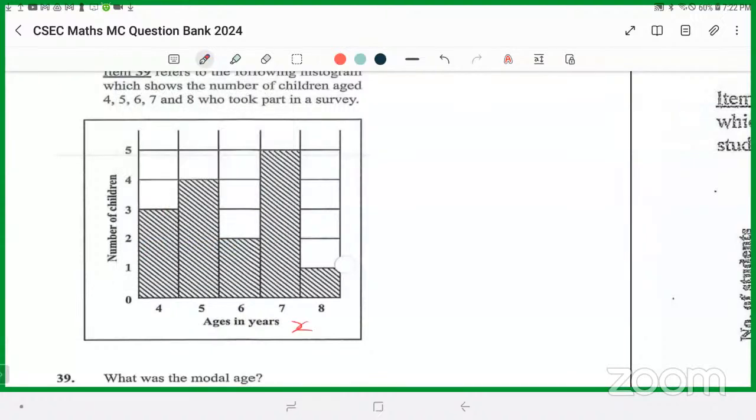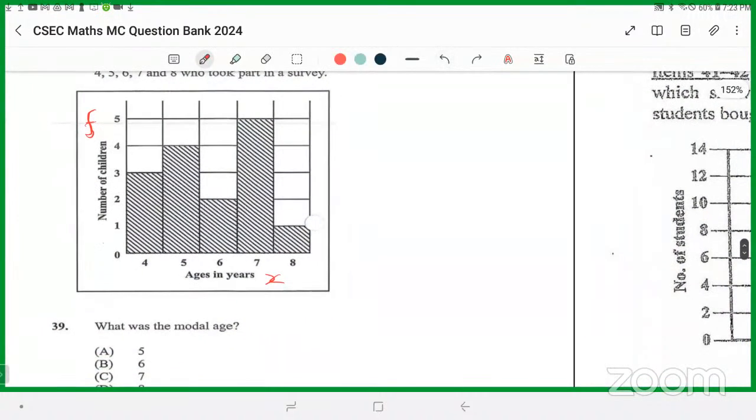These are your scores. Number of children up here, the frequency. Frequency is the number of children. The data is about the age of children. That's the data. And here's the number of children. That's a frequency.